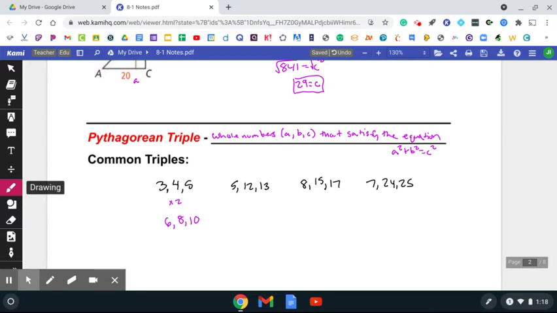It's really nice when you're doing the Pythagorean theorem and it does come out to be one of those nice whole numbers, but that won't always necessarily be the case. So let's take a look at a problem where it isn't the case.